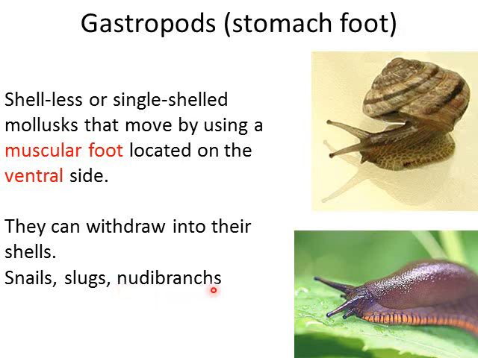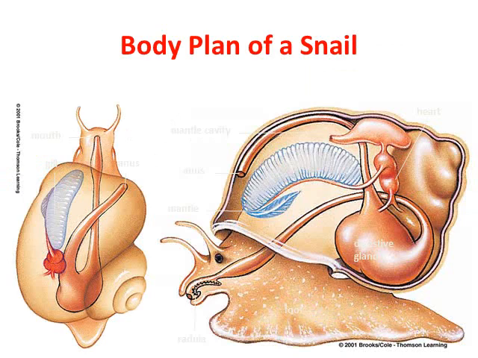Nudibranchs are these very colorful slug-like creatures that live in the ocean. So if we look inside the sort of body of a snail, the body of the snail actually follows the twisting motion of the shell. So that's called torsion. Here you see the digestive system. Here's the heart. Here's the gills, and here's the anus.